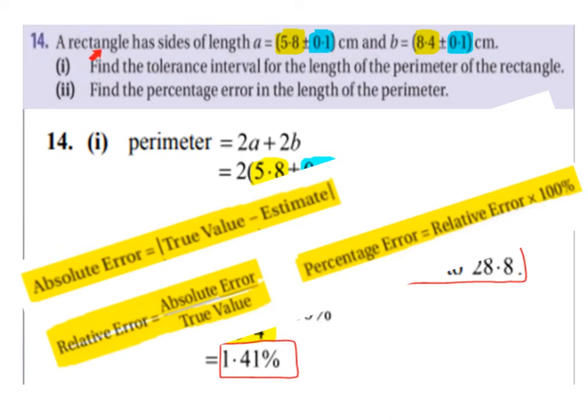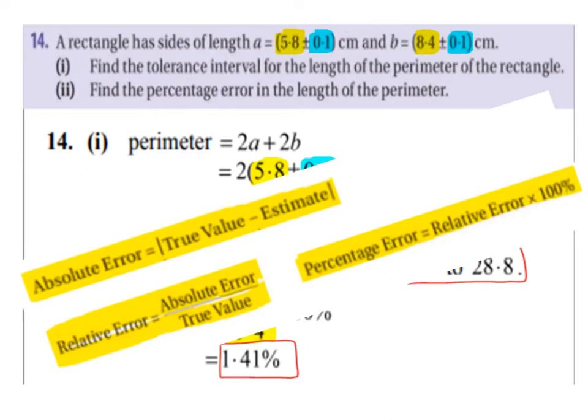A rectangle has sides of length A, which is equal to 5.8 plus or minus 0.1 centimeters, and B, which is equal to 8.4 plus or minus 0.1 centimeters. Part 1, find the tolerance interval for the length of the perimeter of the rectangle. And part 2, find the percentage error in the length of the perimeter.